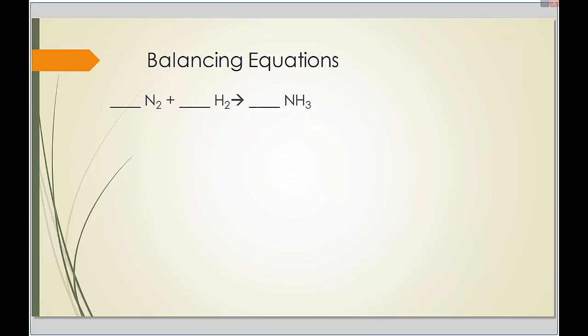N and H, I have 2 and 1 for nitrogen and 2 and 3 for hydrogens. So if I multiply the right hand side by 2, that changes my nitrogens to 2. It also changes my hydrogens to 6. Now, in order to balance that out, I need 3 hydrogens on the left, and I'm all balanced. Don't be afraid to go back and forth because sometimes they're not always obvious.